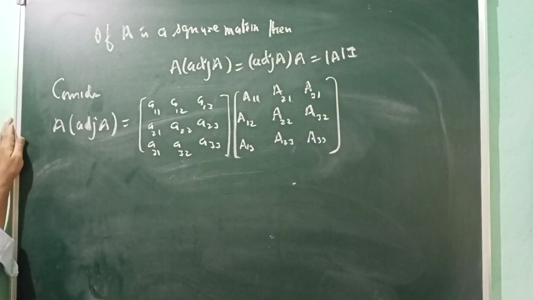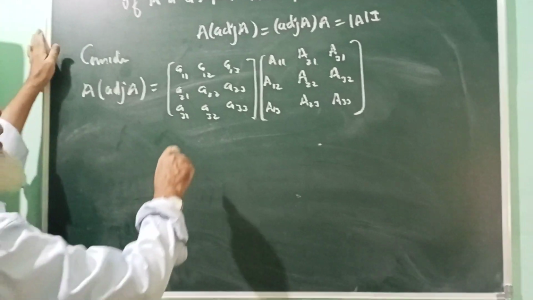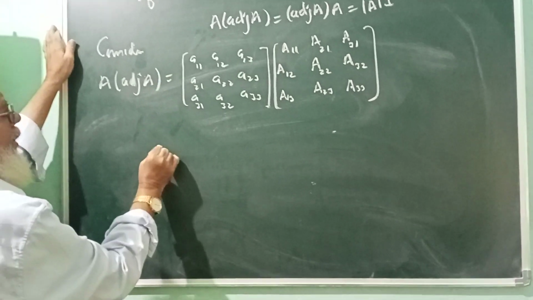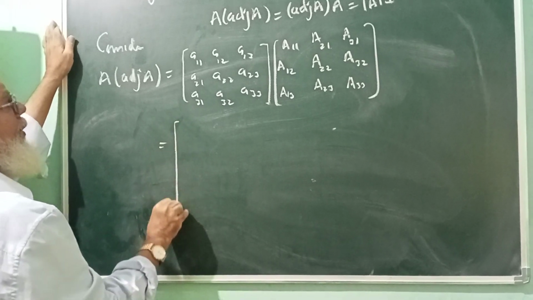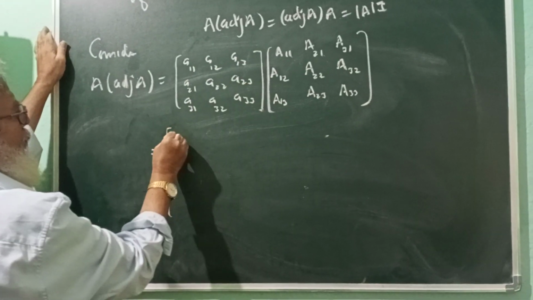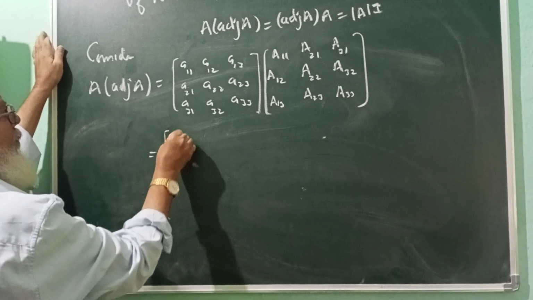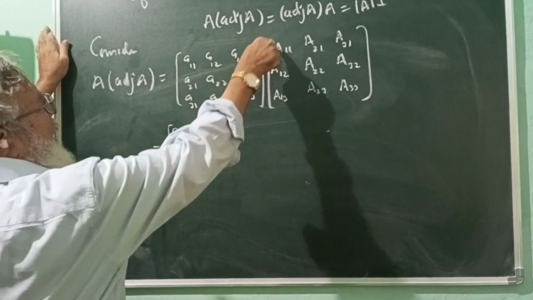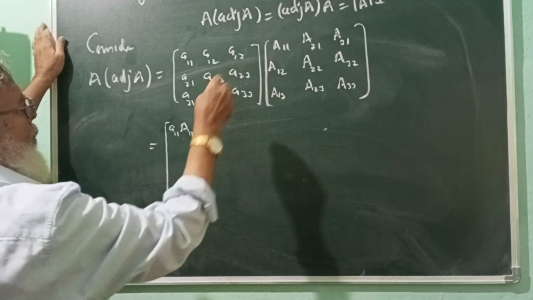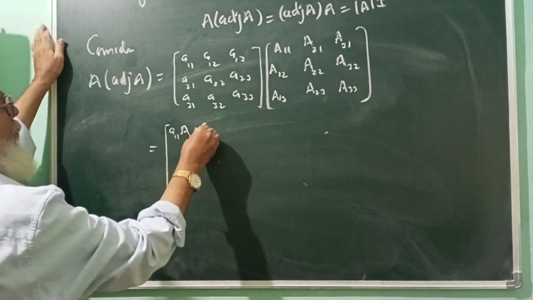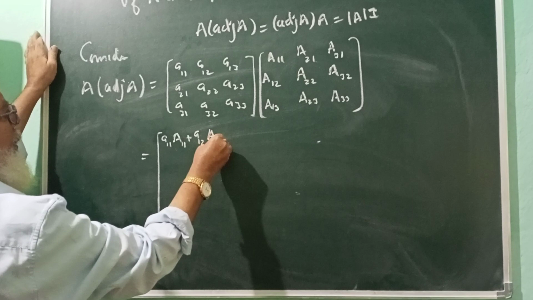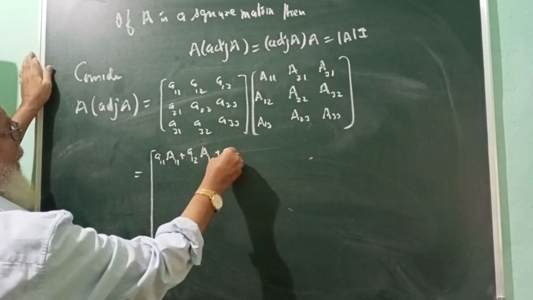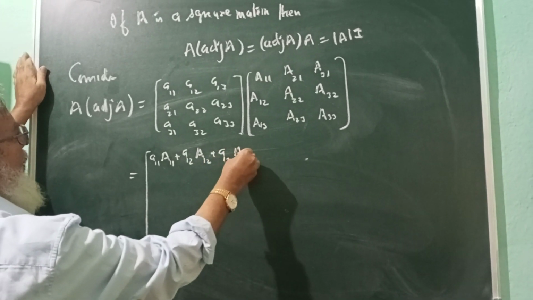Let us do the multiplication of the matrices A and adjoint A, which we have already studied. The first element of the first row is multiplied with the first element of the first column of the second matrix. Here we consider the row of the first matrix with the column of the second matrix. Plus A12, A12, plus A13, A13.